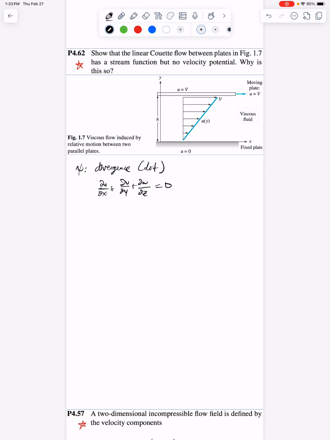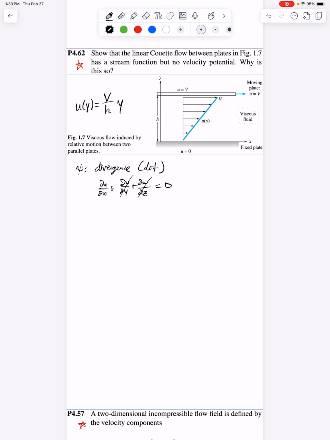I forgot to mention, for this linear Couette flow, you've seen it in class before, but essentially your velocity profile with respect to y is the following. It's the slope, which is the rate of change, so change in velocity divided by change in distance, which is the height between the fixed plate and moving plate, multiplied by y. So that is the relationship between your velocity profile and your y location.